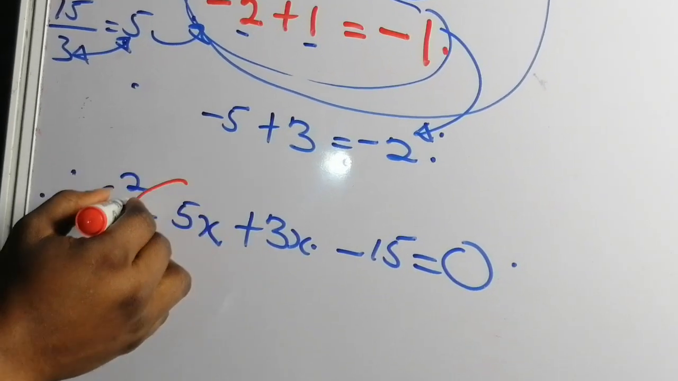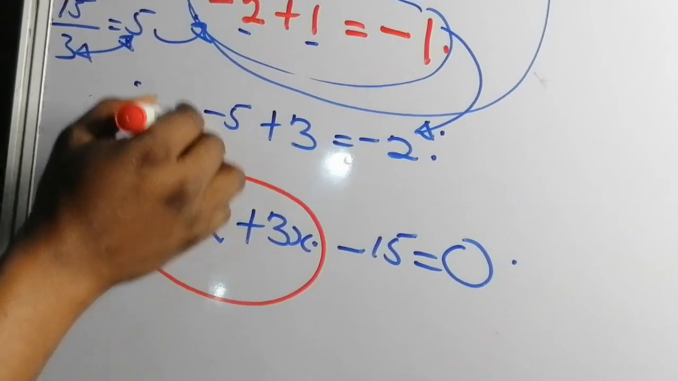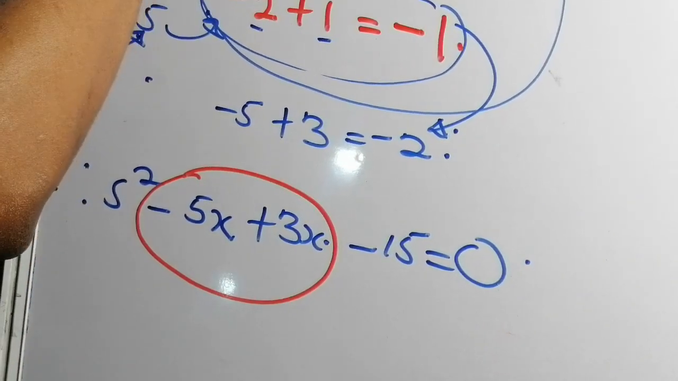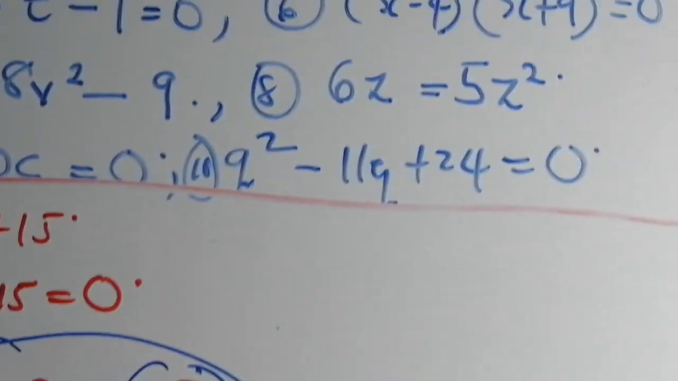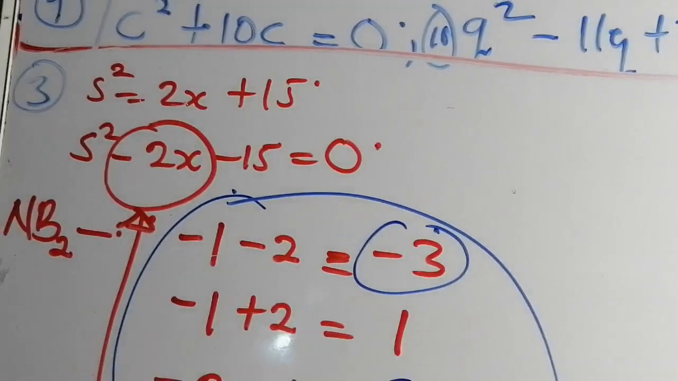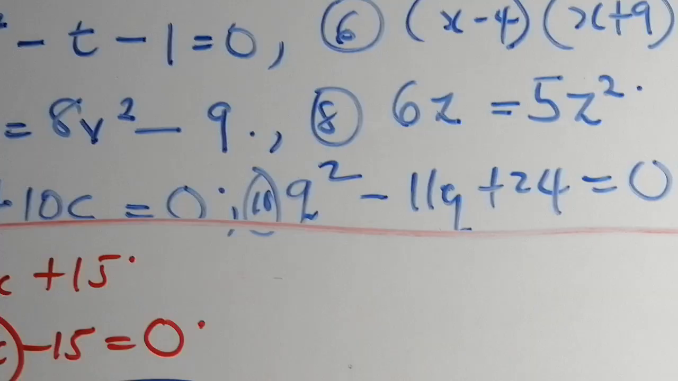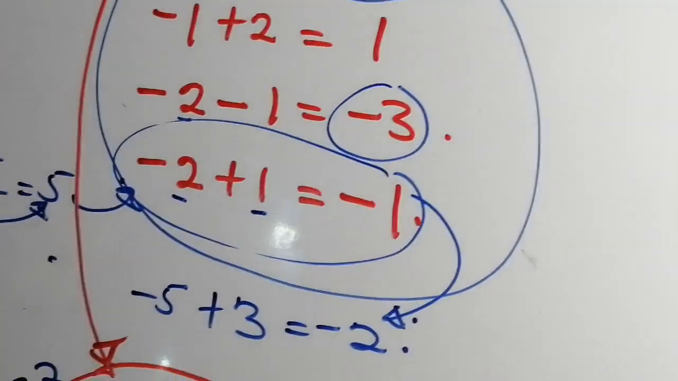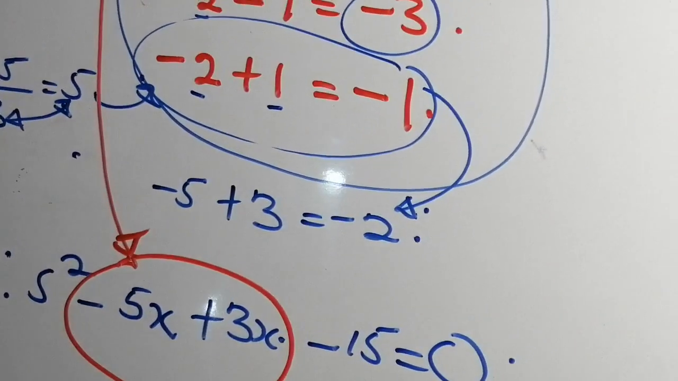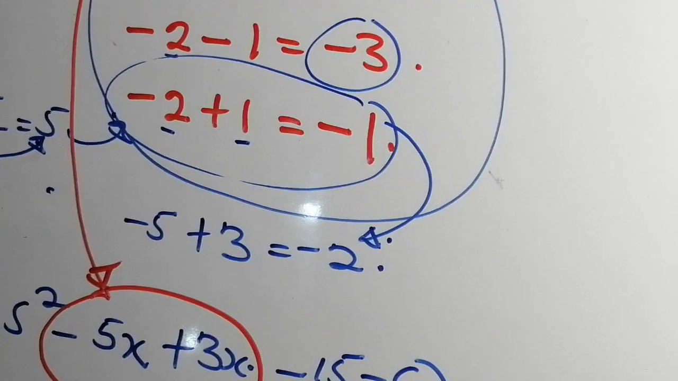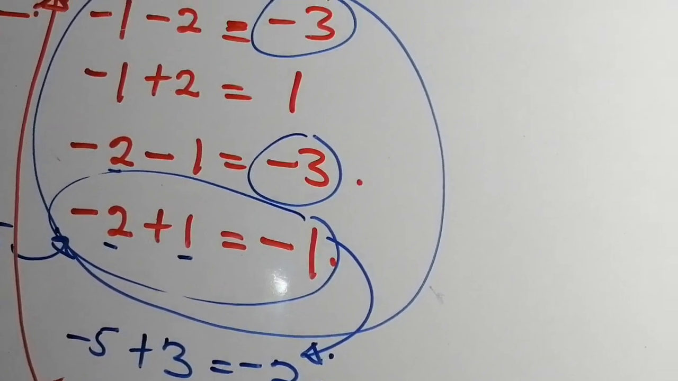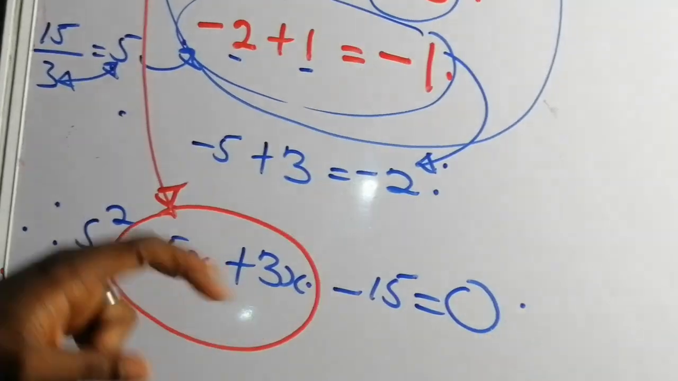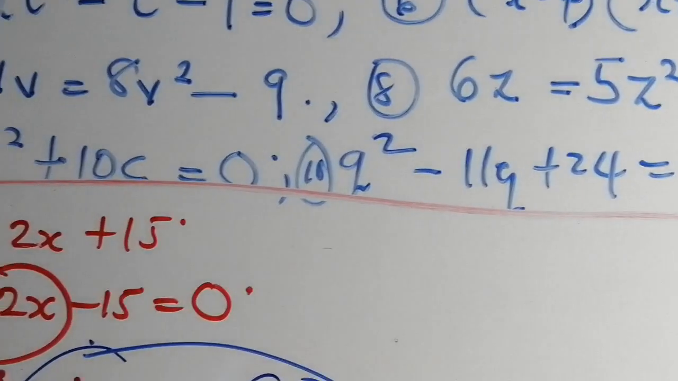So it means that this part is the same thing as this part, which is very, very clear. And I'm applying this one, -2 plus 1. So -5x plus 3x. X is just an alphabet. The major thing is the value that is beside it. So minus 5x plus 3x, you can see, is giving me minus 2. Do you see it now?